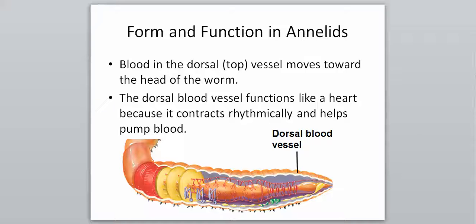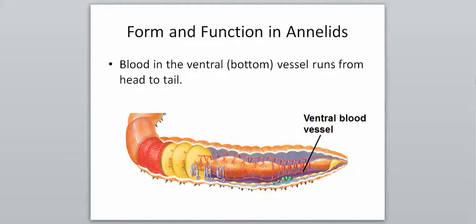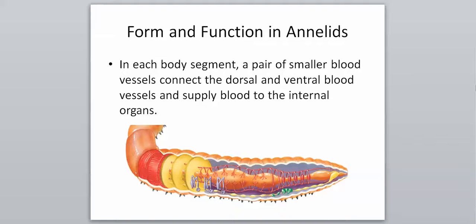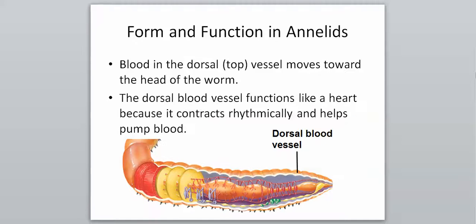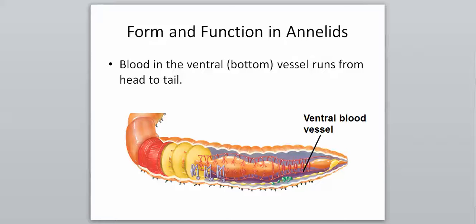And this dorsal blood vessel functions like a heart because it contracts rhythmically and helps pump blood. So there's actually a blood vessel, again on the top part, that is going to contract and function as a heart that will help pump blood throughout the worm. And then there's blood that's in the bottom vessel that runs from head to tail. So we have the top one where the blood will move towards the head of the worm, so it goes from the back to the head, and then it runs from the head to the tail going the opposite way.